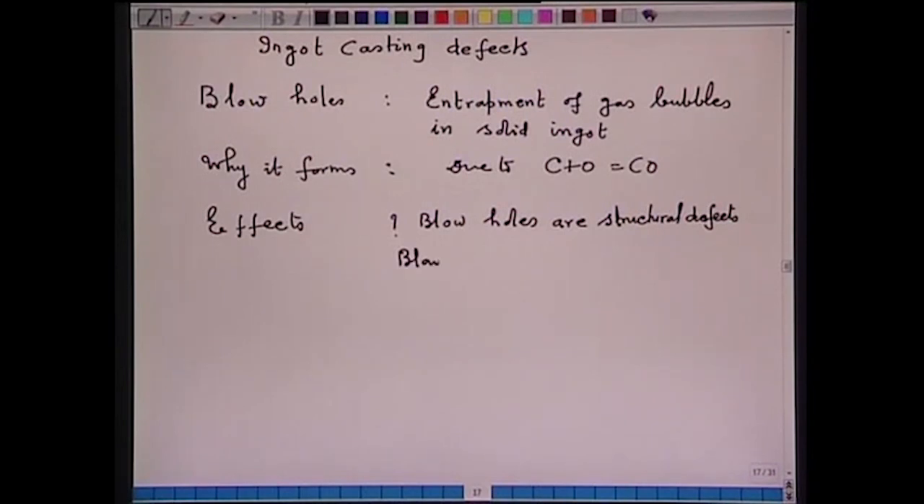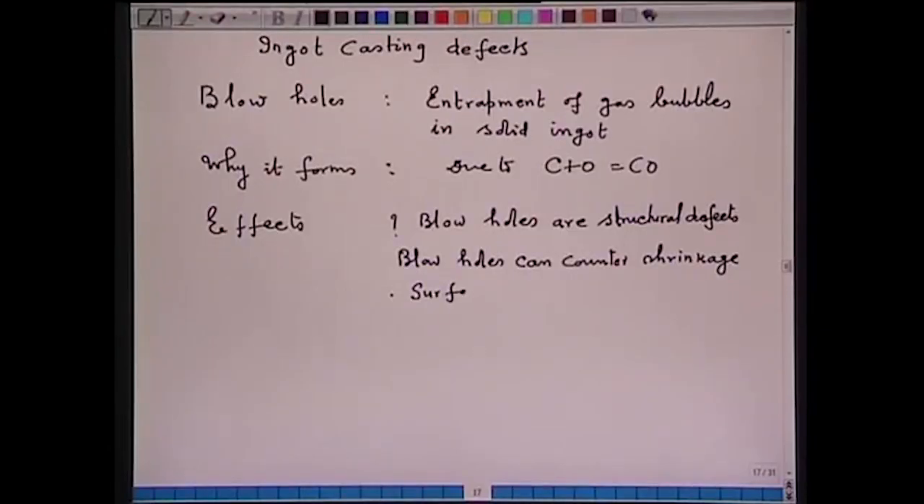Blowholes can counter the shrinkage, and as a result, one can also eliminate the shrinkage cavity because of the stirring provided by carbon monoxide bubbles during solidification. Blowholes which are situated in the interior of the ingot can be welded up during rolling. So, that is also one of the effects.